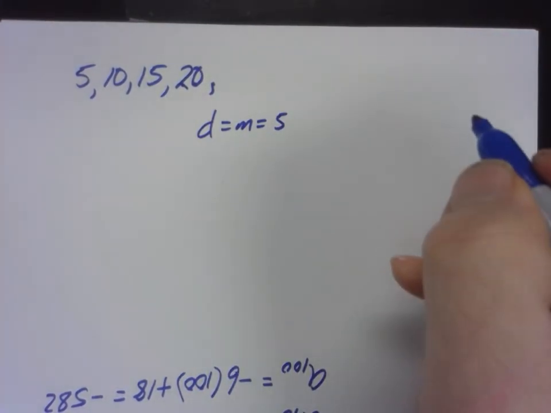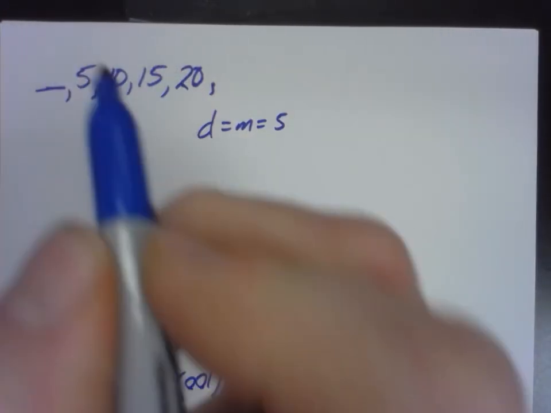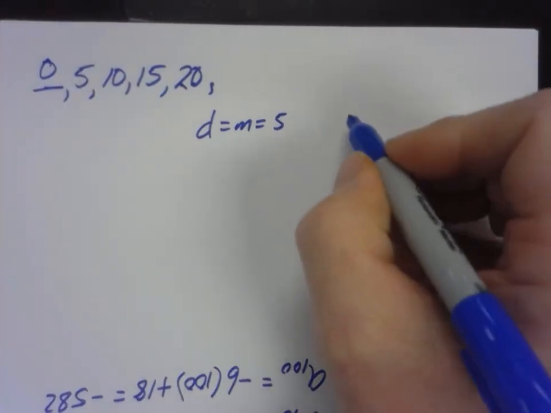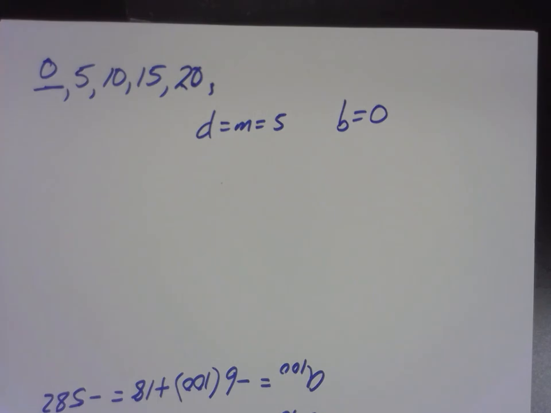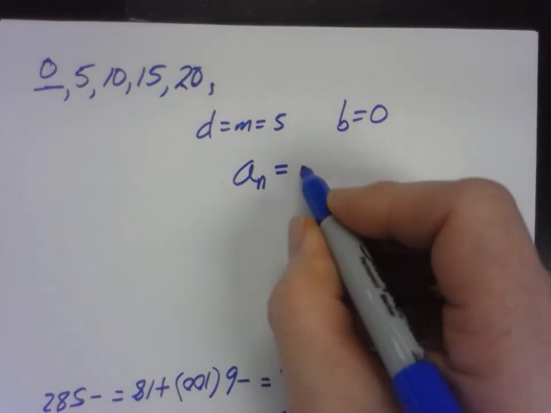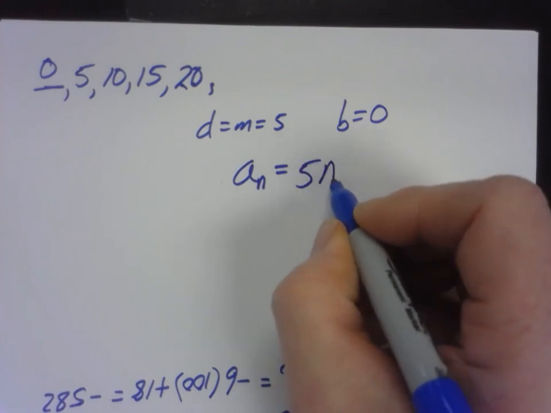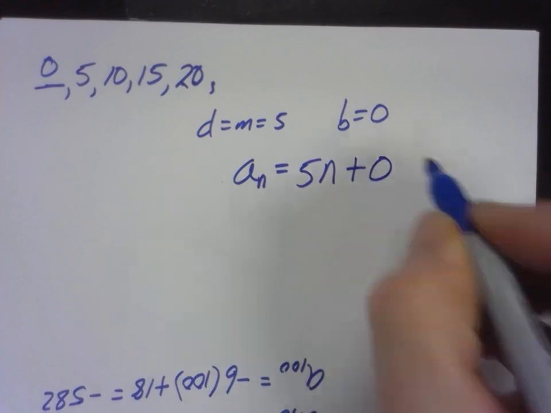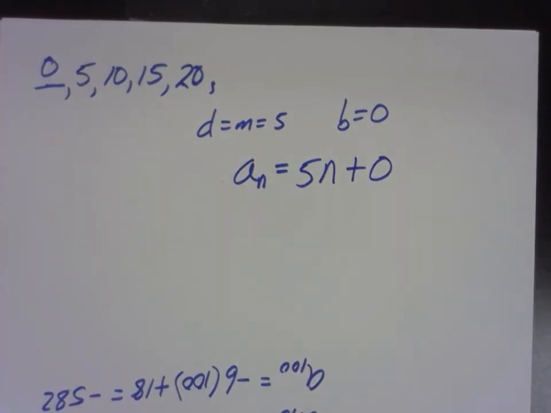My next question is, what's the y-intercept? What's the 0 term? It is 0. Okay. So can you guys write that equation? Write it in that function way, a sub n. A sub n equals 5n, and you can say plus 0, that's fine. You don't have to, but for this case, just to be clear, we're going to say plus 0.